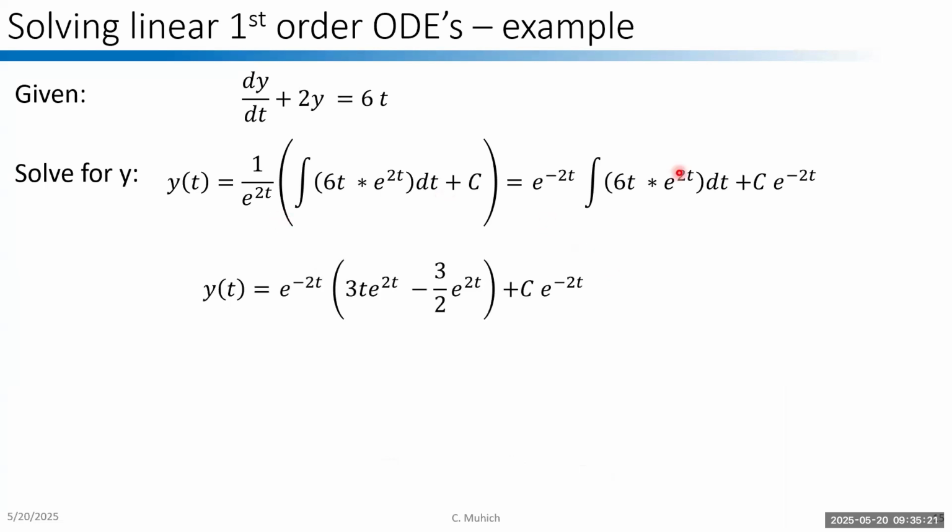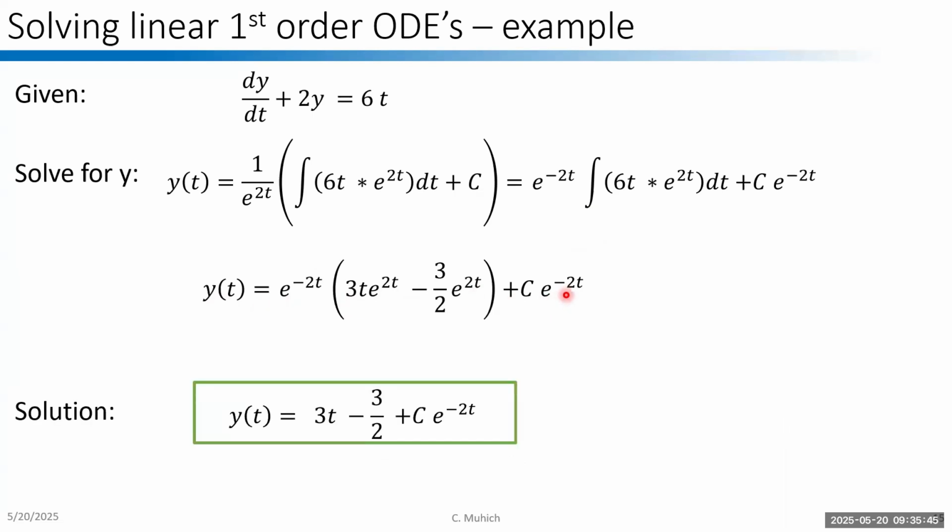I can now plug in the solution to this integral from our integration by parts, and I'm left with y of t is e to the minus 2t times 3t e to the 2t minus 2/3 e to the 2t plus c e to the minus 2t. And when I multiply this through, I'm left with y of t is equal to 3t minus 2/3 plus c, the constant, times e to the minus 2t.